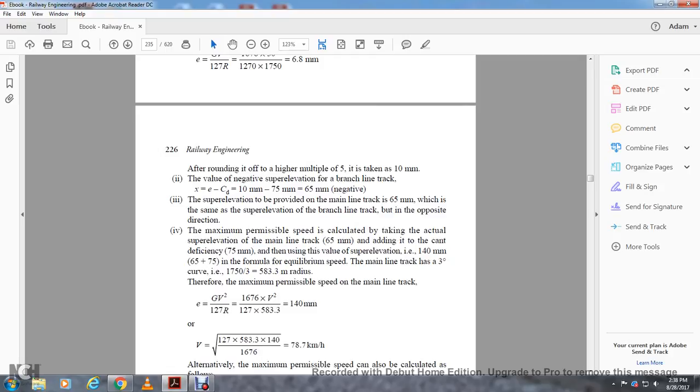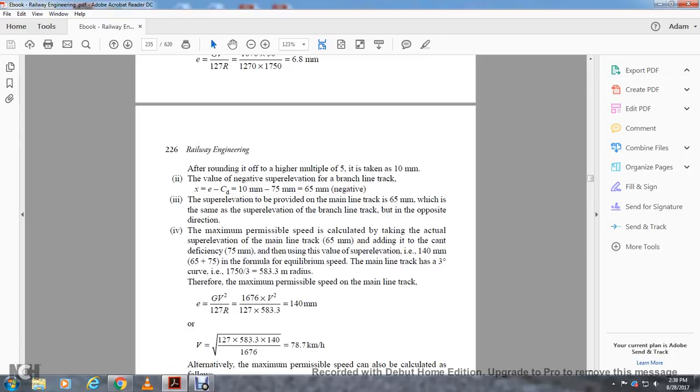After rounding to the higher multiple of 5, the value taken is 10 millimeters. The negative super elevation on the branch line track is the super elevation minus the cant deficiency, which equals 10 millimeters minus 75 millimeters, or 65 millimeters negative. The super elevation for the main line track is 65 millimeters, the same as the branch line track but in the opposite direction.